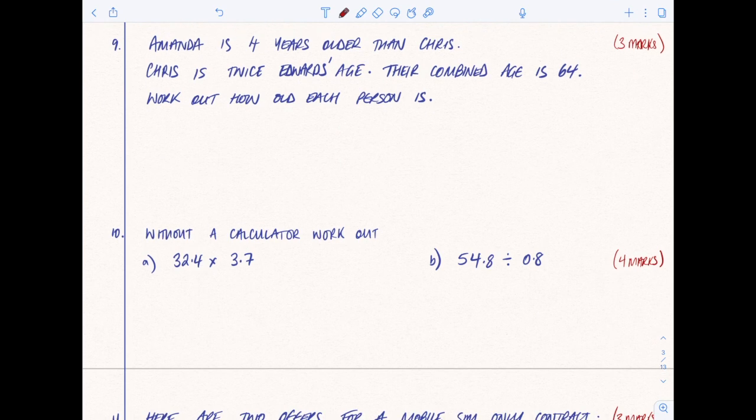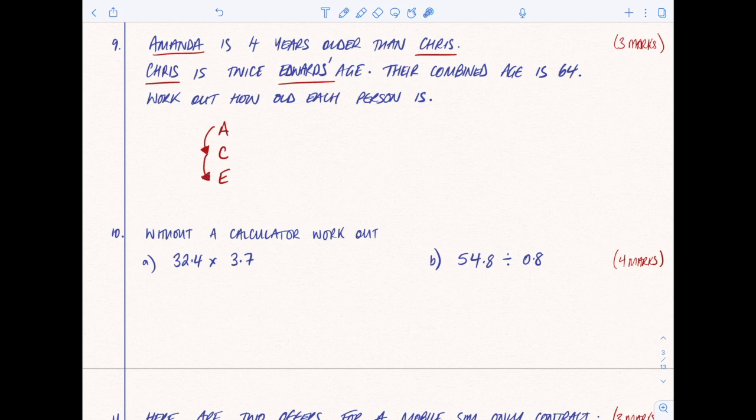Okay, so we're moving on to a little bit of algebra now, and trying to understand how you'd work these kind of questions out where there's unknowns involved. So it says Amanda is 4 years older than Chris, and Chris is twice Edward's age. So first thing to understand is who we've got. The way I like to answer these questions is I write down the initials. So we've got Amanda, we've got Chris, and we've got Edward. Amanda links to Chris, so you can draw an arrow there saying Amanda links to Chris's age, and then Chris links to Edward.